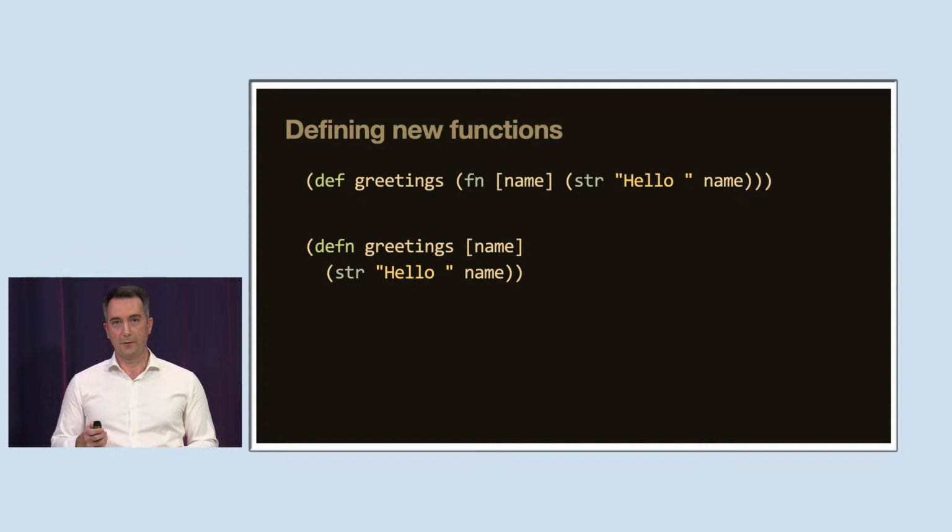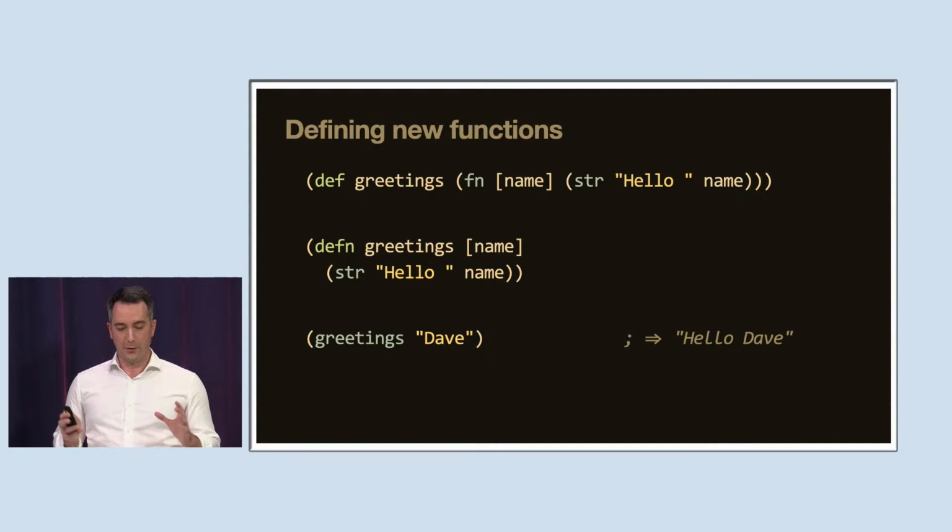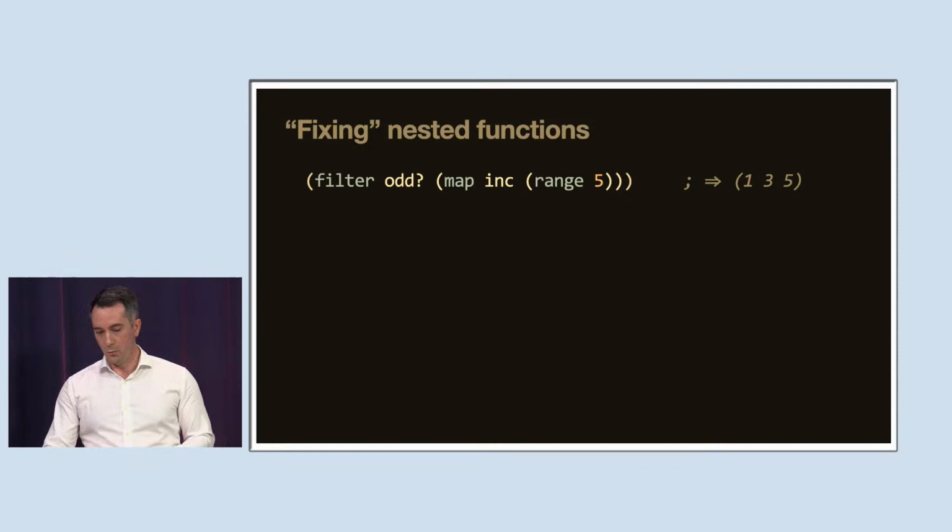And then using that, you already know the rule, right? You put it in a list, the function call goes first, then you follow it with the arguments, in this case a single argument, and it would output hello Dave. So our custom functions are treated in just the same way as the core functions in the language. One more thing I want to teach you about.